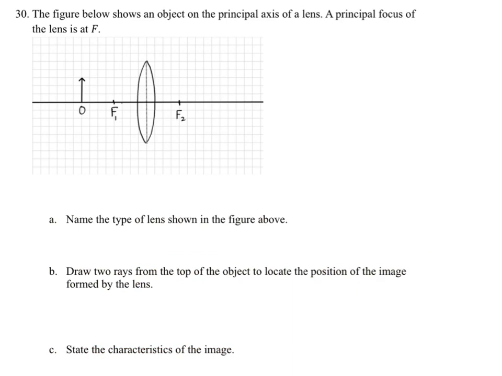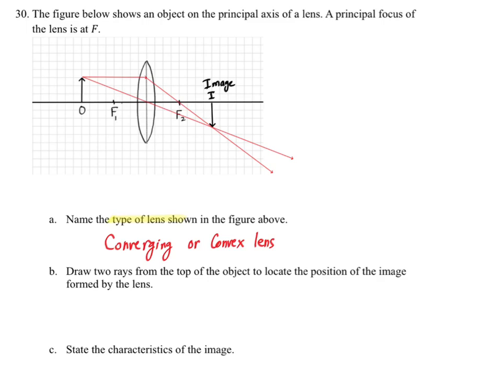Okay, then next question is about a convex lens. Type of the lens, it's a converging or convex lens. Ray diagram, we'll get first a parallel ray passes through focus, a ray through optical center. The point where they meet, we find the image. Okay, we'll label it as image I.